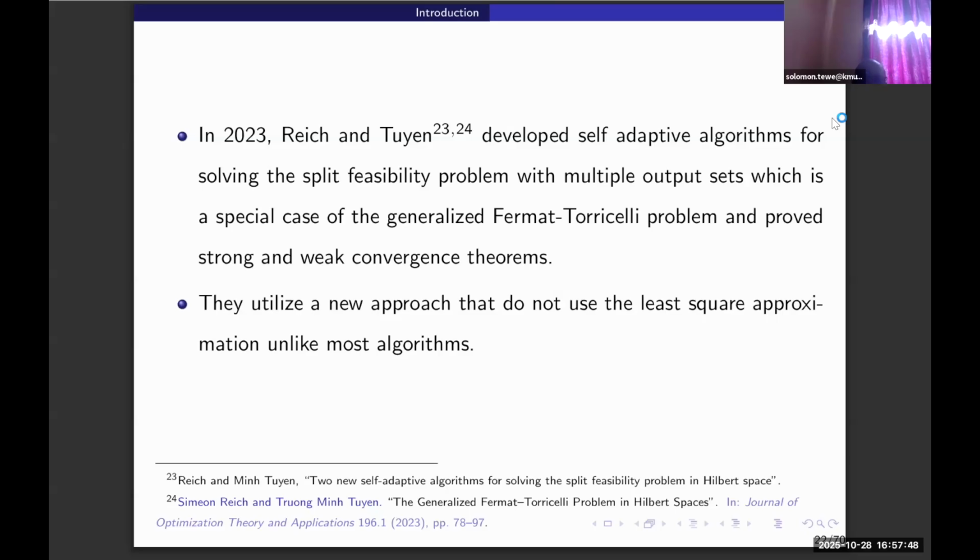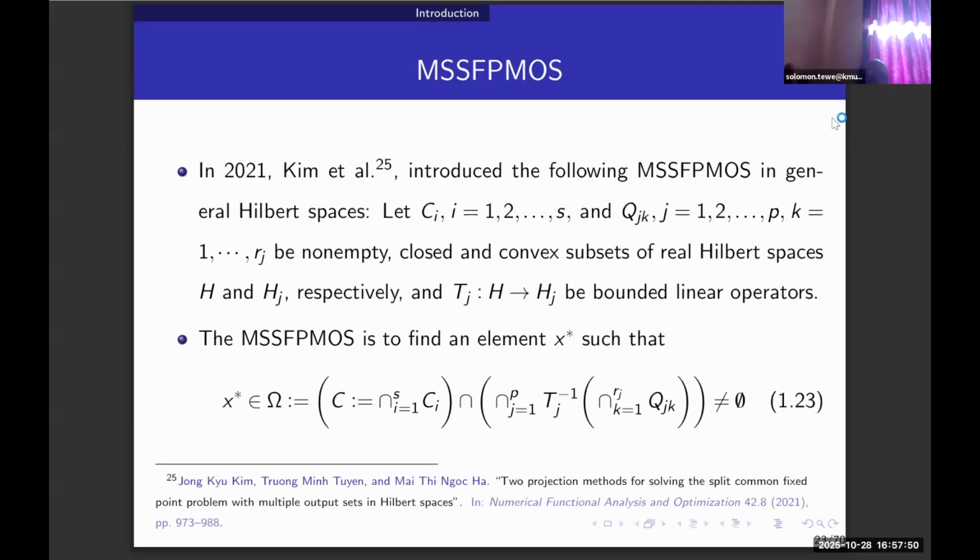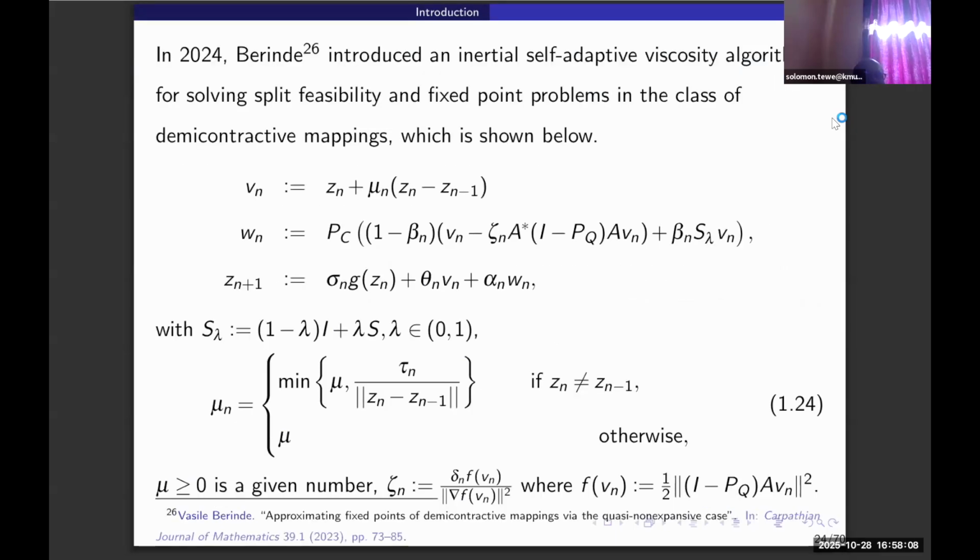The other more general problem, which is a combination of the multiple-set split feasibility problem and the split feasibility problem with multiple output sets, is the multiple-set split feasibility problem with multiple output sets, which is given here by equation 1.23. This is also the problem that we apply in my thesis.